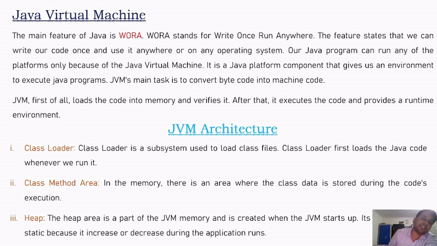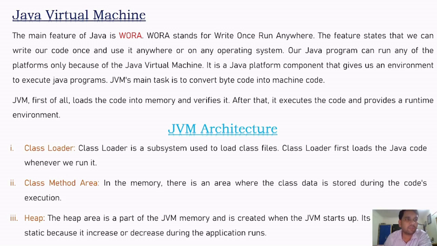So we need to remember Java virtual machine plays a very vital role in the implementation of Java in multiple platforms. It is a Java platform component that gives us an environment to execute Java programs. JVM's main task is to convert bytecode into machine code. So JVM first of all loads the code into memory and verifies it. After that, it executes the code and provides a runtime environment. So likewise, there are multiple operators, multiple features that have been predefined in the Java virtual machine.